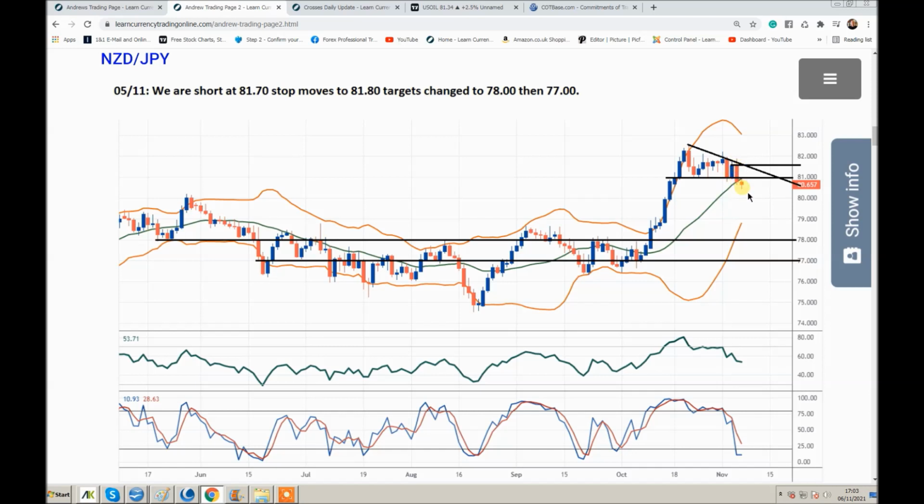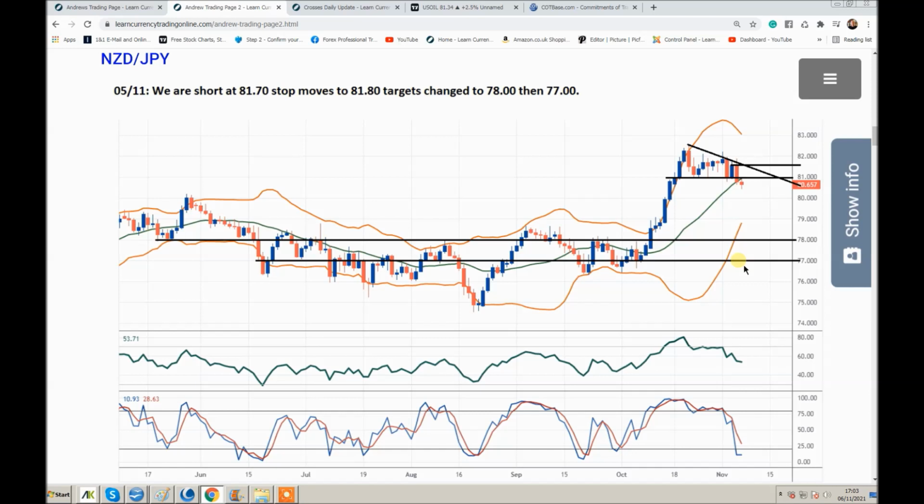This is a simple one if you want to do it as a new position. If we stay below 81, just sell. Okay, stop back behind here. It's a really, really good risk to reward, obviously, if our targets are hit.